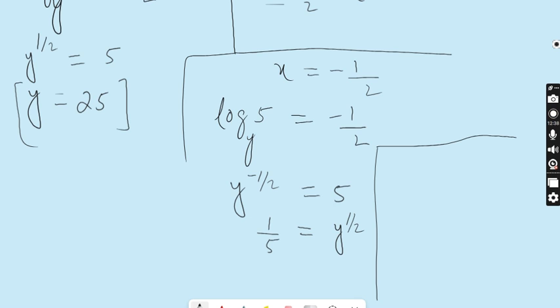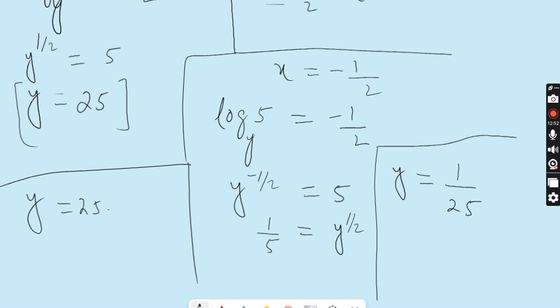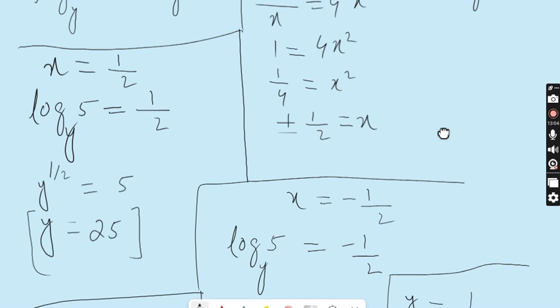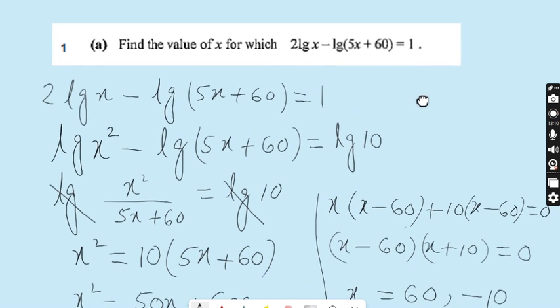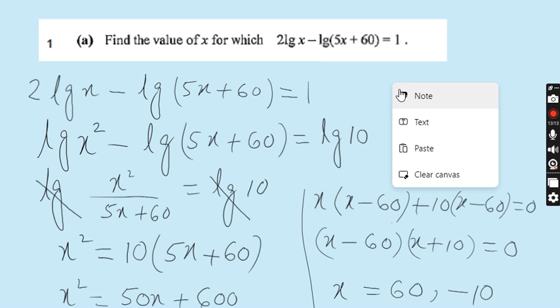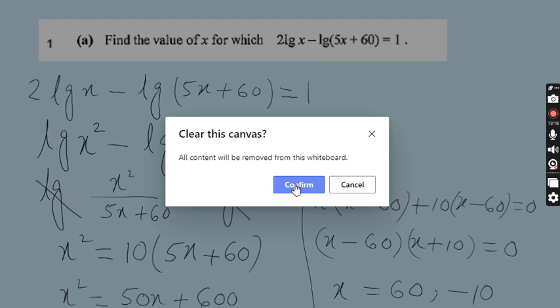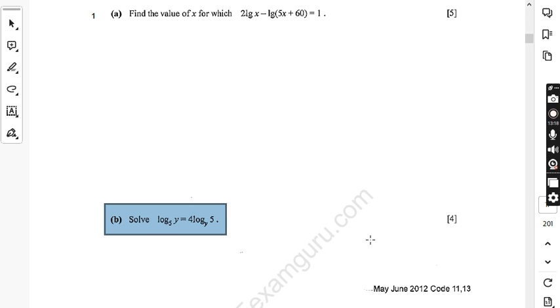Again, squaring on both sides, you will get y is equal to 1 upon 5 square, which is 1 upon 25. So our final answer of y is 25, comma, y is 1 upon 25. So this is our final answer of part B. So hope you completely understand both the question, both the parts. So total marks of this question is 9. So it's too much marks. 5 plus 4 is 9.